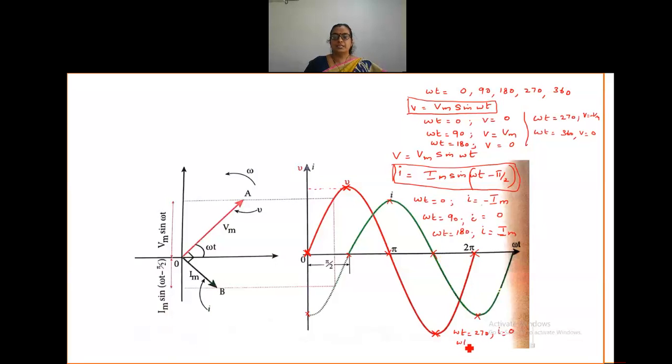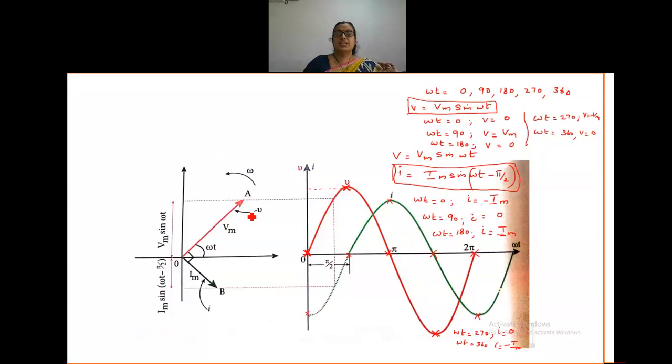Similarly, for omega t is equal to 360, substitute 360 here: 360 minus 90 is 270, sin 270 is minus 1, so minus 1 into Im will be minus Im. So the value of I is equal to minus Im, once again here at 2 pi. For 360 I have minus Im. So when I plot all these points, this is the graph. This is nothing but what you call the phasor curve. Now look at the phasor curve.